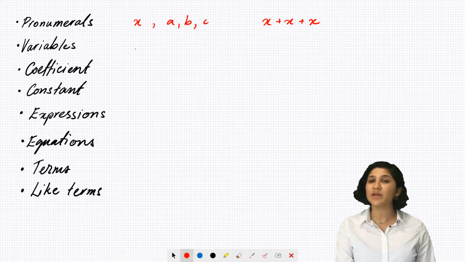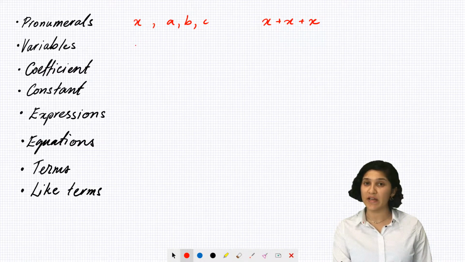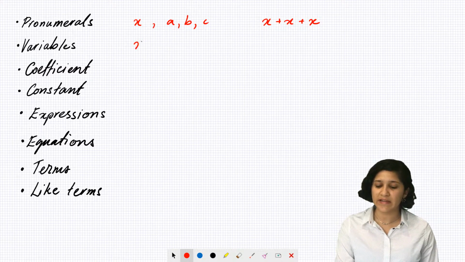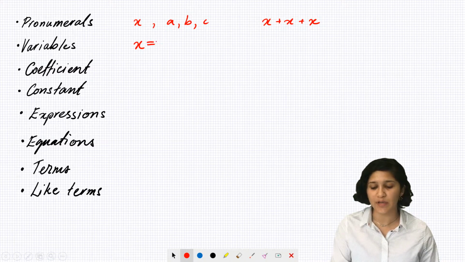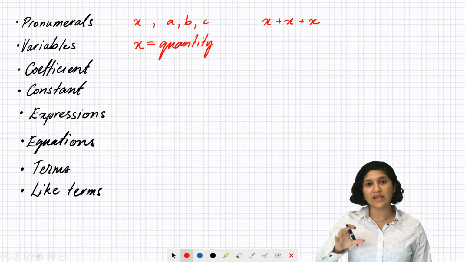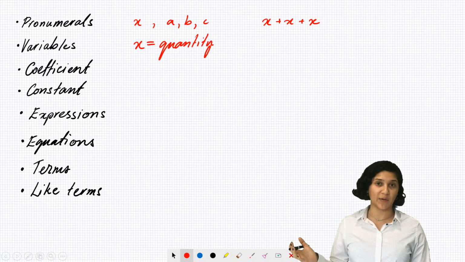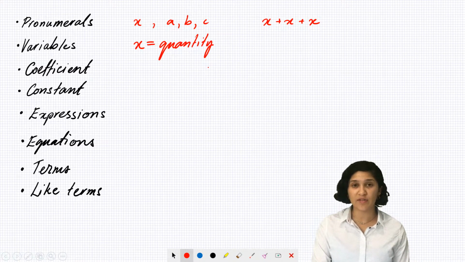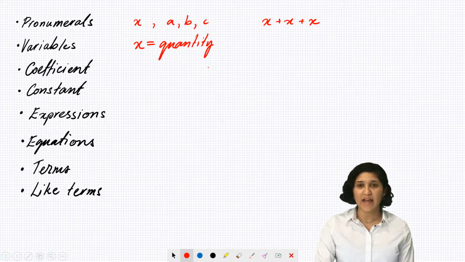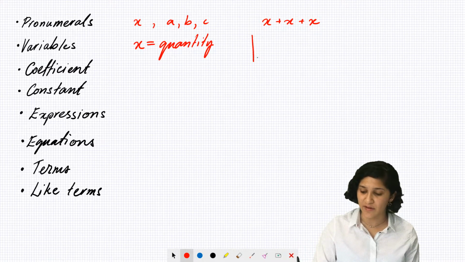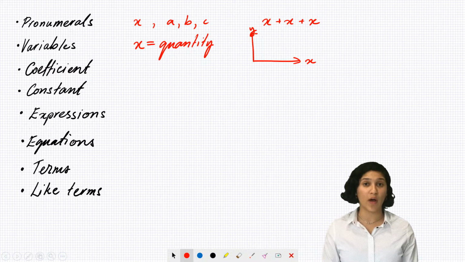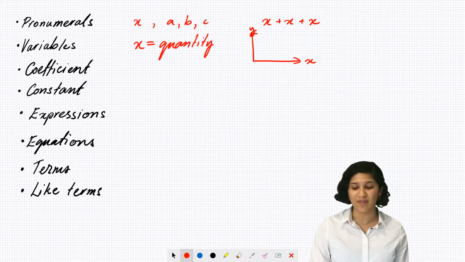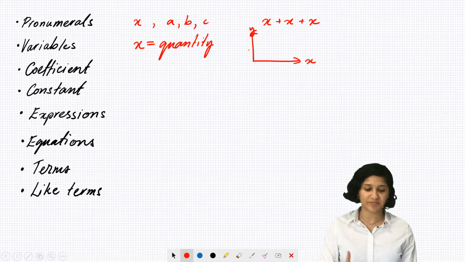Now variables are similar to pronumerals. They're still letters that represent numbers, but more specifically, they represent quantities that can change. So I might say x represents a particular quantity, and that quantity is a number that can go up and down. Variables are very commonly used in science, and they're also the types of quantities that we represent on the axes of graphs. So we might graph a variable x versus a variable y, and talk about what happens when those variables have different values.